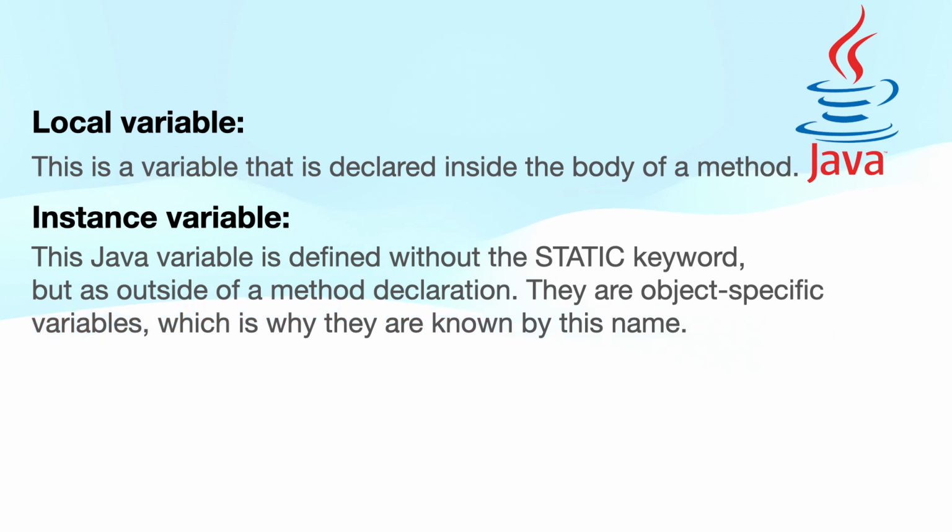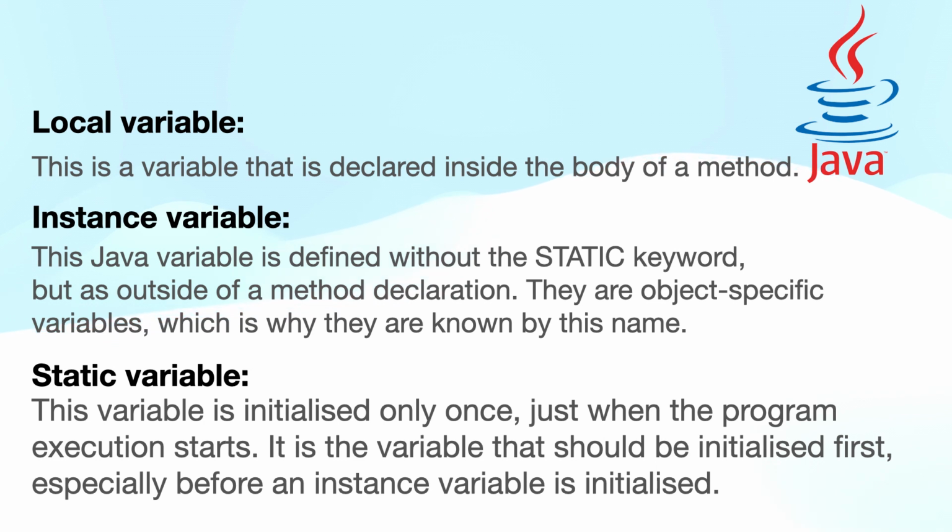That's an instance variable. To talk about a static variable, this variable is initialized only once, just when the program execution starts. It is the variable that is initialized first, before an instance variable is initialized. So a static variable always has the static keyword. That's the difference: a local variable is inside a method, an instance variable is outside of a method with no static keyword, and a static variable has a static keyword.